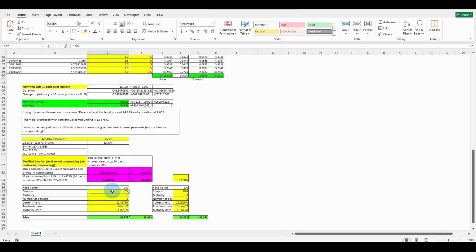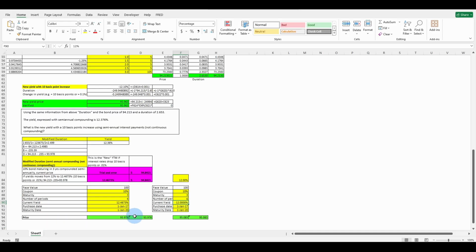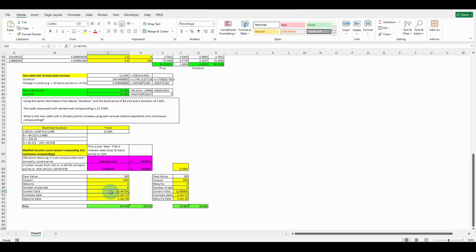Our coupon's 10%, and we were using 12%. And a current yield of 12%. So I was screwing around. I was doing what I usually do. I'll go off on some crazy tangent. And anything in yellow is fixed. You're going to input this information. And I don't know where I got this from, but you can see the difference here.